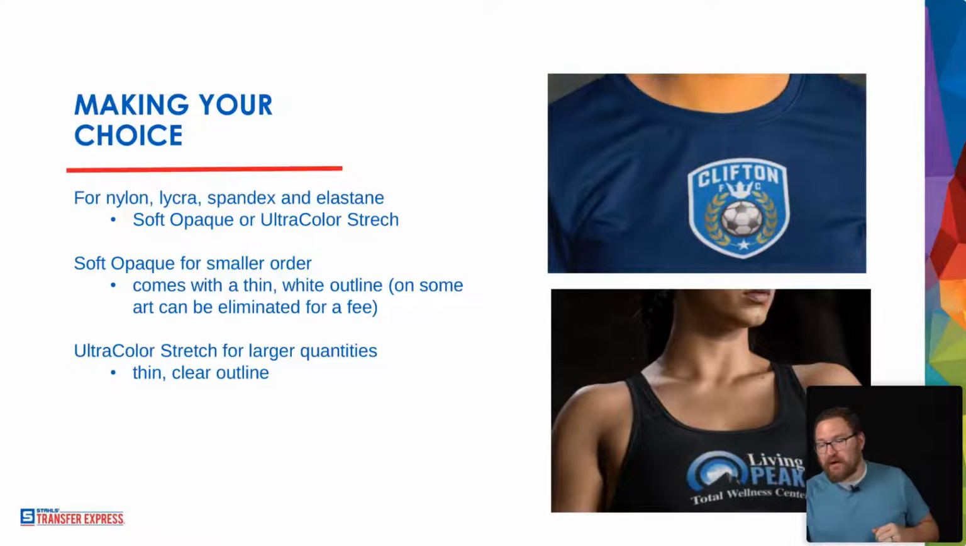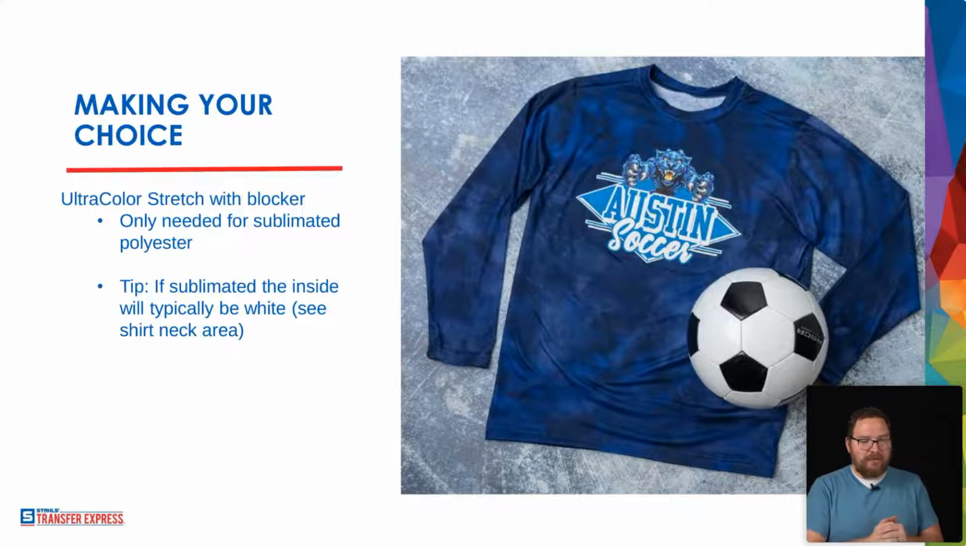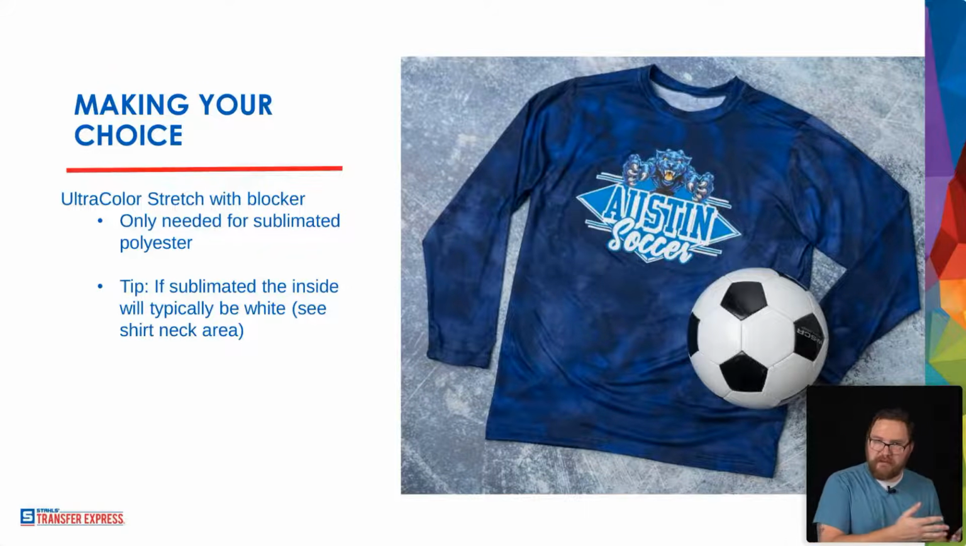Yeah, this is something that we've been working towards for a long time, to just make it super easy. That quick reference guide to be able to check and see what you're going to be printing on. So of course, Ultracolor Stretch with that blocker for that sublimated apparel that we talked about earlier. And the easiest way, if you are unsure of if the garment is sublimated or not, because with polyester, sometimes you have dyed polyester or sublimated polyester, check the inside of the shirt. Sublimated shirts are colored on one side, and then they still have white on the inside. Just like this example we have here for the soccer tee, you can see that the outside is this nice almost tie-dye blue pattern, but the inside of the shirt is white.